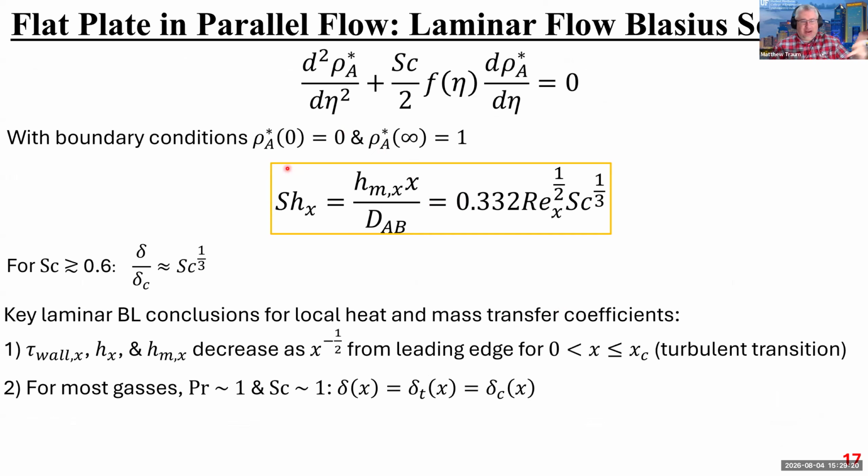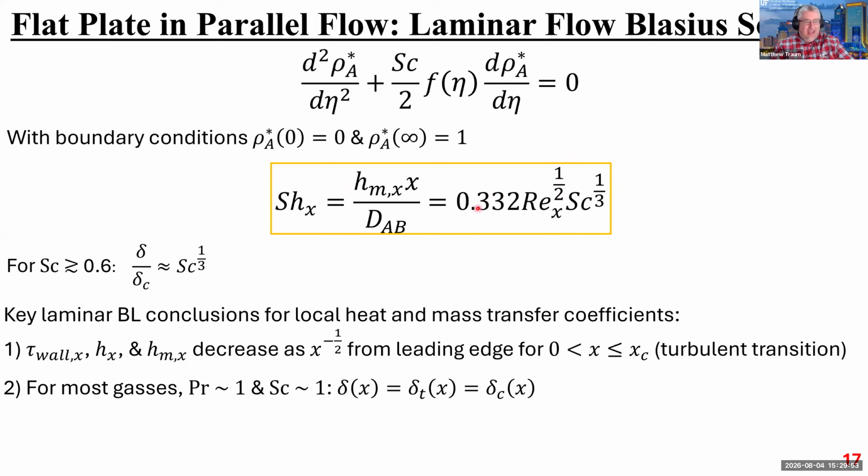voila, without doing any more math, without doing any more weird hand wavy, scary stuff, out pops a correlation for the Sherwood number, right? Which again is a dimensionless mass transfer coefficient for some specific location x in the laminar flow portion of a flat plate, right? And it's the exact same values, right? The coefficient is the same. The exponents are the same. The only thing that changes, instead of Prandtl number, we have Schmidt number.